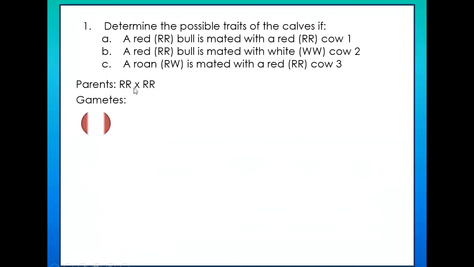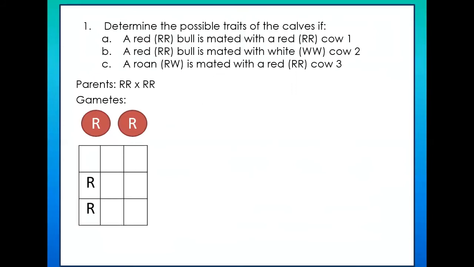The gametes for both of the parents, we can identify only one: capital R and capital R. Using the genotypes of the parents, we put that in the Punnett square. So we have capital R and another capital R. Doing the test cross, same procedure from what we had earlier, we have capital RR in all of the boxes for the offspring.